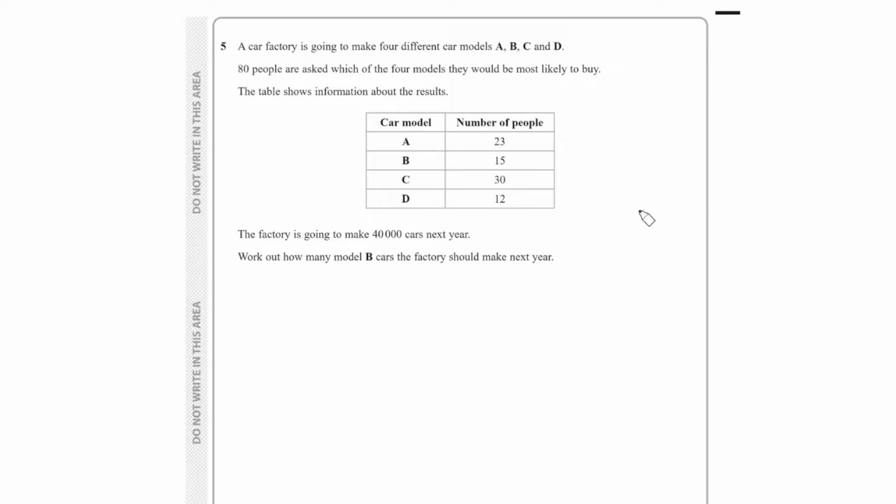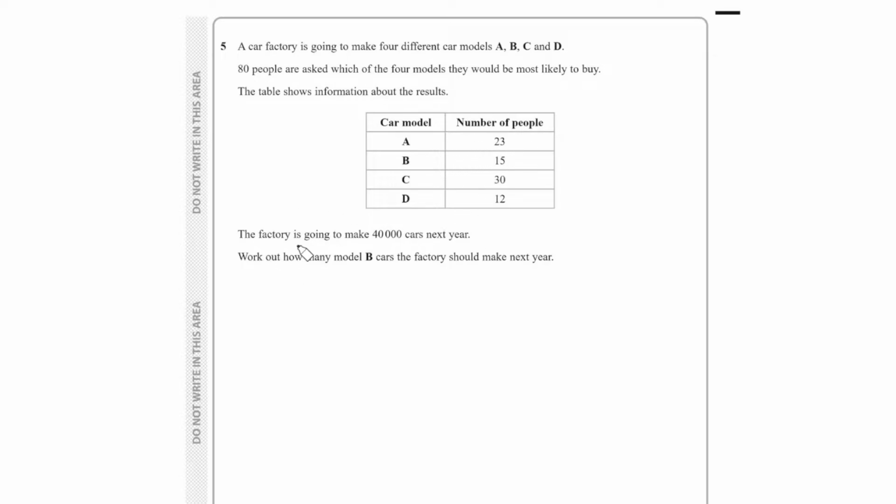Okay, so now we've got a worded one. A car factory is going to make 4 different car models, A, B, C, and D. 80 people are asked which of the 4 models they would most likely buy. The table shows information about the results. So you've got car model A, 23 out of the 80 people would rather choose that one. B, 15 out of the 80 would choose that one, and so on.